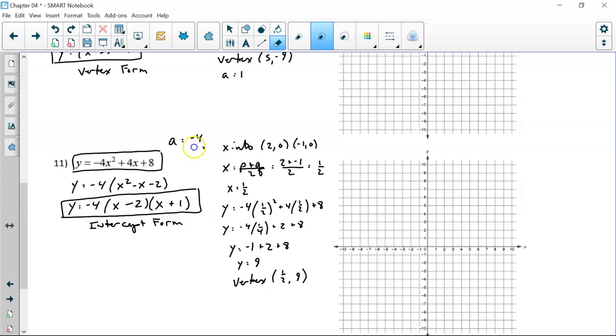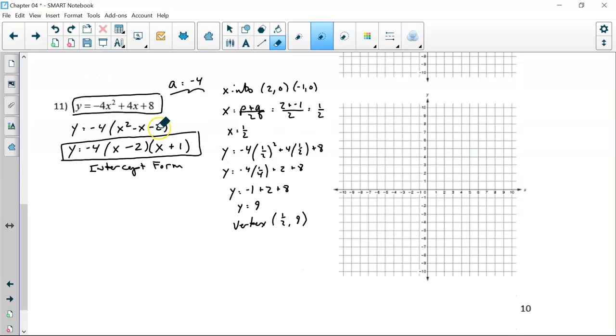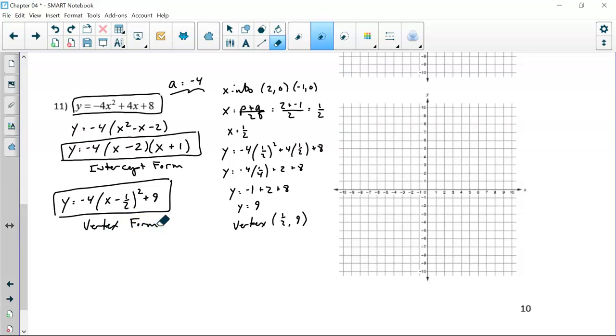And we know already that a is negative 4. So in that vertex form, y equals a, negative 4, times (x minus 1/2) squared, and then plus 9. There's our equation written in that vertex form. And once again, you could graph all three of these on Desmos or on your graphing calculator. You'll see the same exact graph for each.